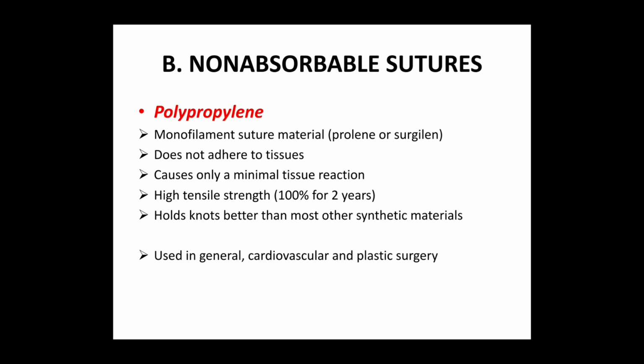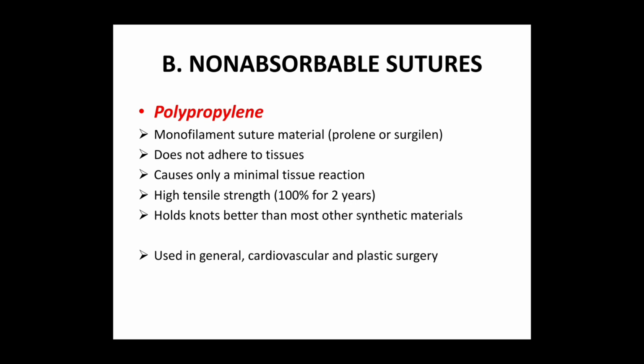The last suture material in non-absorbable suture material is polypropylene, also called Prolene. It's a monofilament suture material. It does not adhere to the tissues and causes minimal tissue reaction. It has high tensile strength, about 100% for 2 years. So it holds the knot better than most of the synthetic materials.